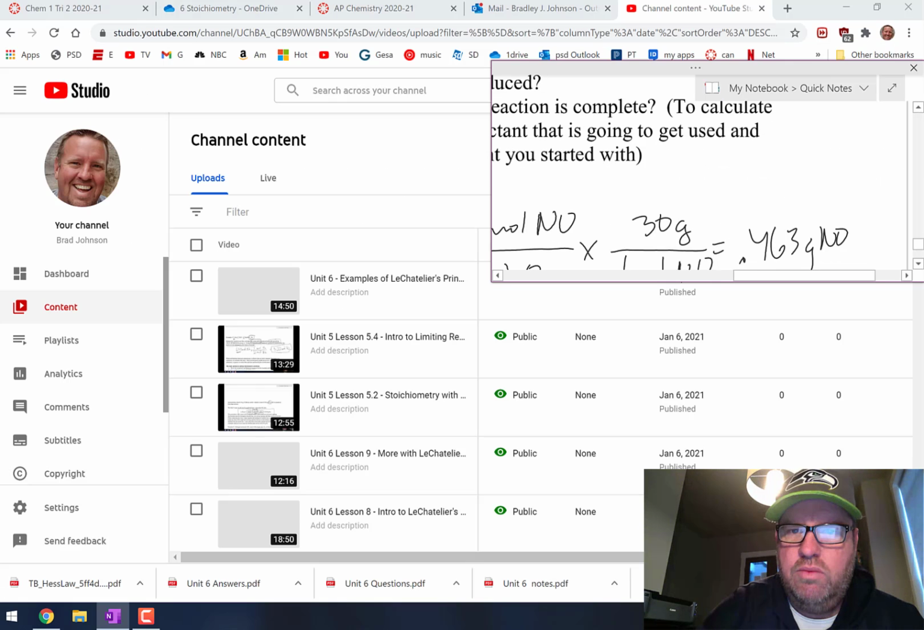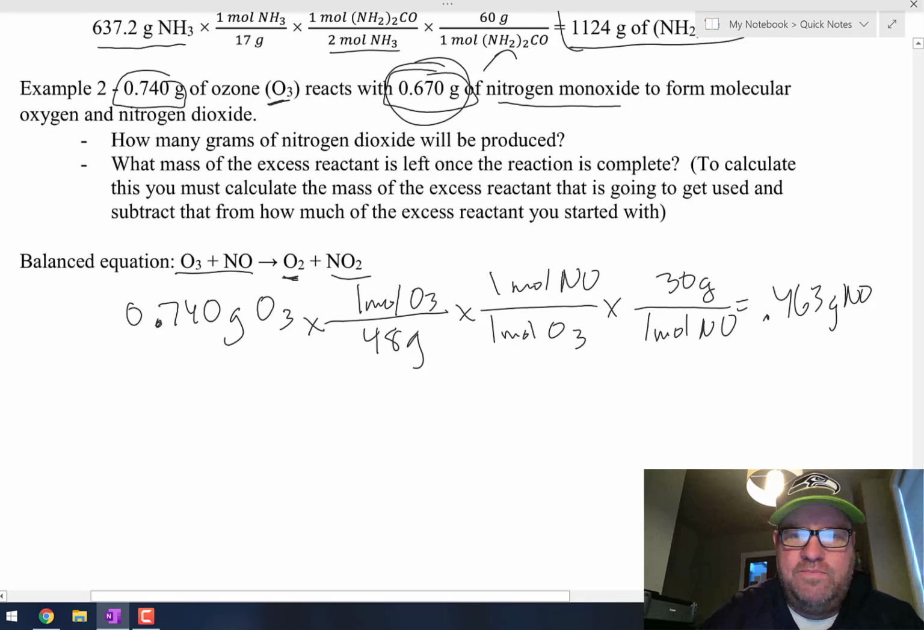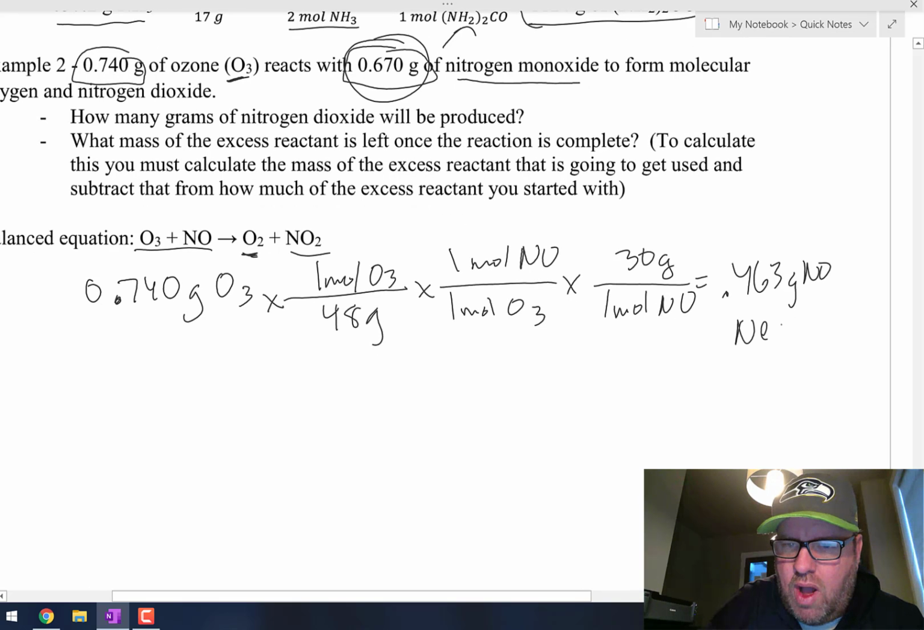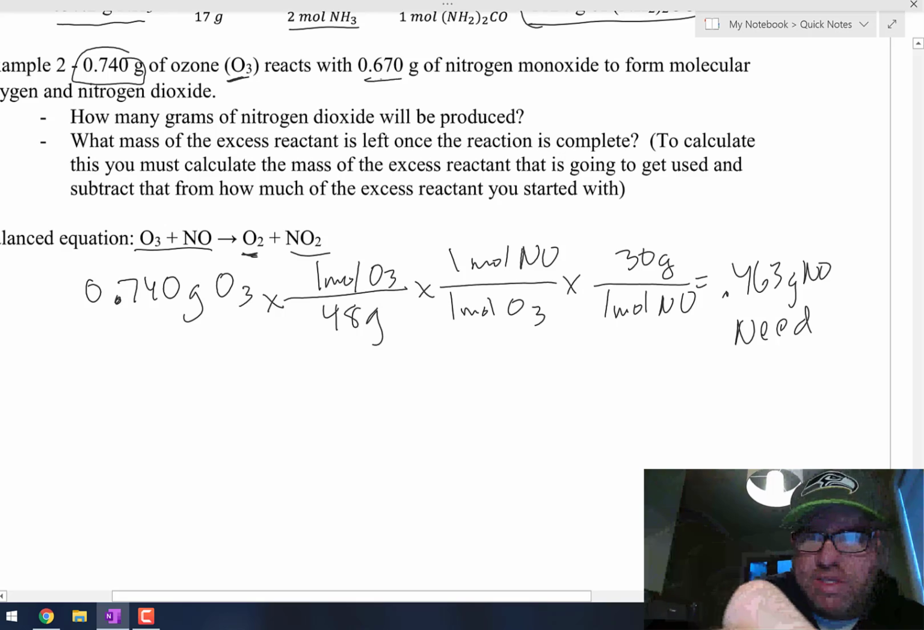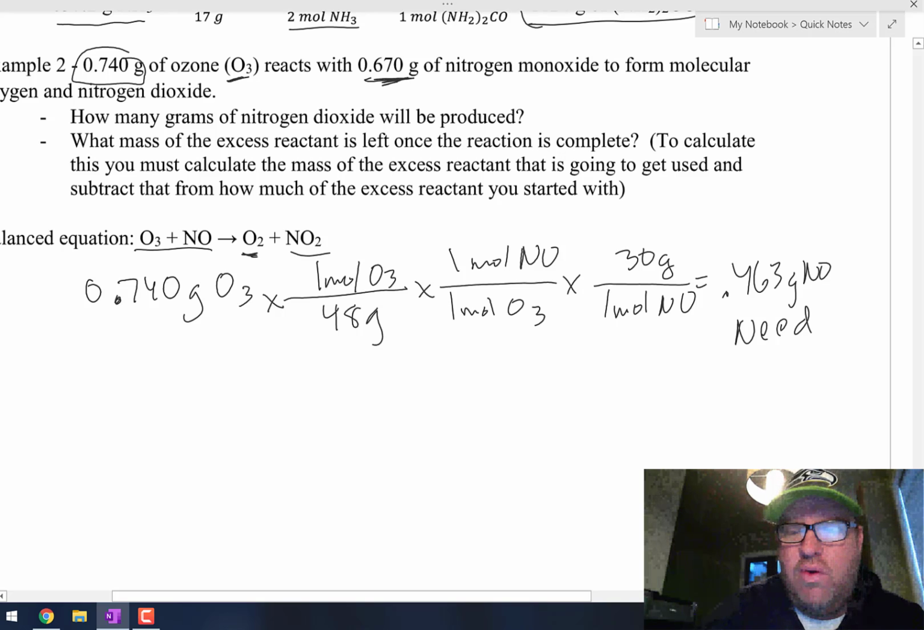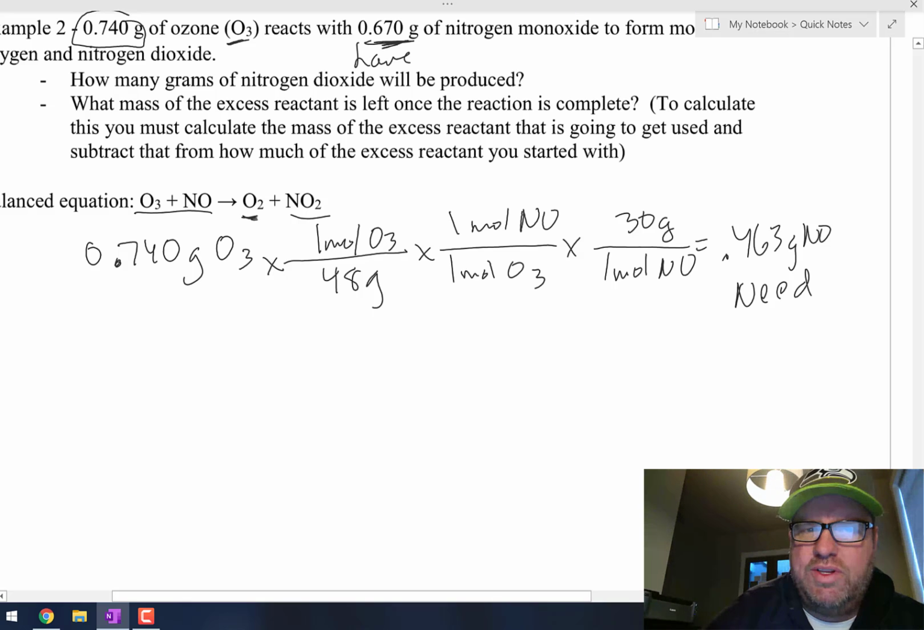So again, this is how much NO I need. So I need 0.463 grams of NO. I have, here it is up here, 0.670 grams of NO. So I only need 0.463, but I have 0.670. That means I have plenty of nitrogen monoxide, which means I'm not going to run out of it. So that means that is the excess reactant, which therefore means O3 is the limiting reactant.